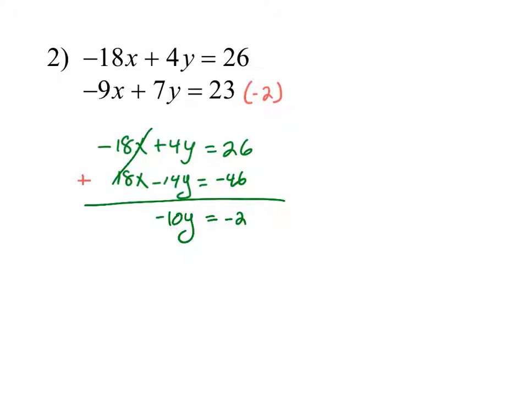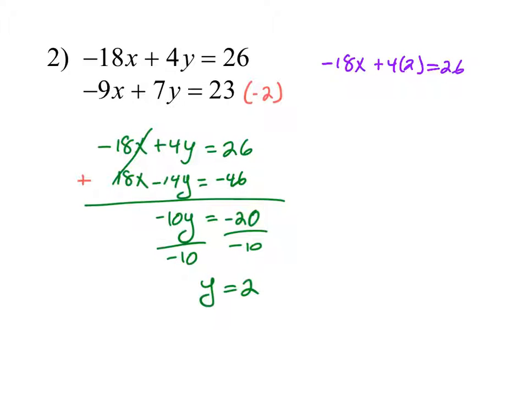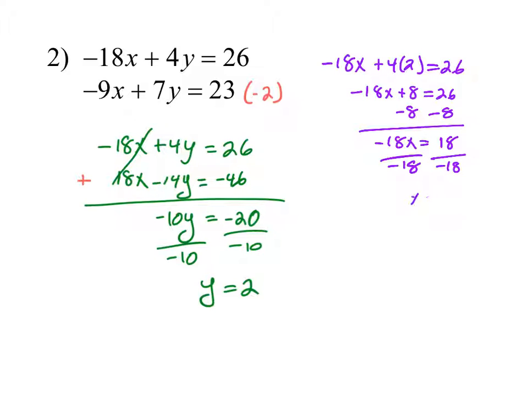So I'm just going to divide by negative 10. So y equals 2. Again, now I'm going to substitute that 2 into either of the equations. I'm going to substitute on the first one. So negative 18x plus 4 times 2 equals 26. So negative 18x plus 8 equals 26. Minus 8, negative 18x equals 18, and x equals negative 1.